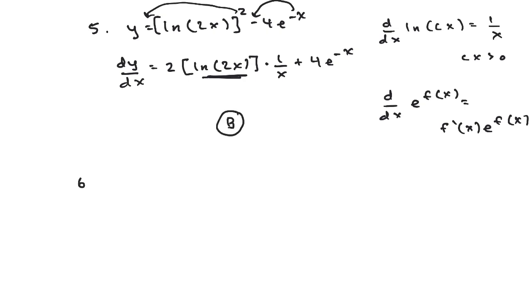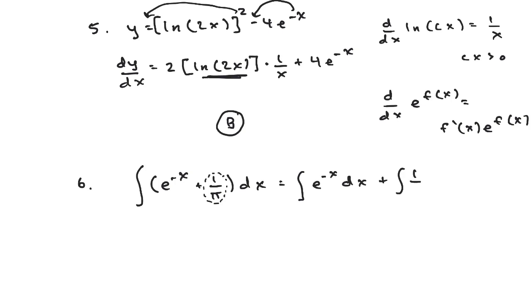All right, so for number 6, we have the integral of e to the minus x plus 1 over pi dx. What we want to notice here is this 1 over pi is just a constant. So we could write this as the integral of e to the minus x dx plus the integral of 1 over pi dx.